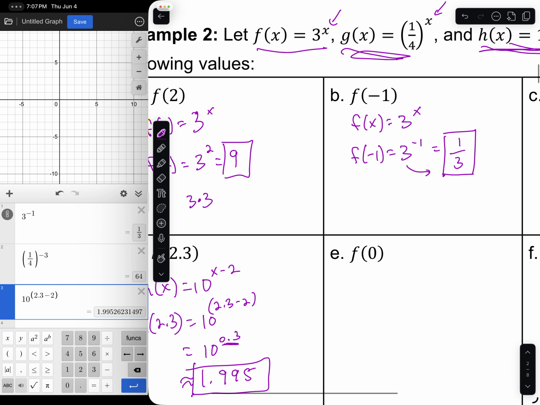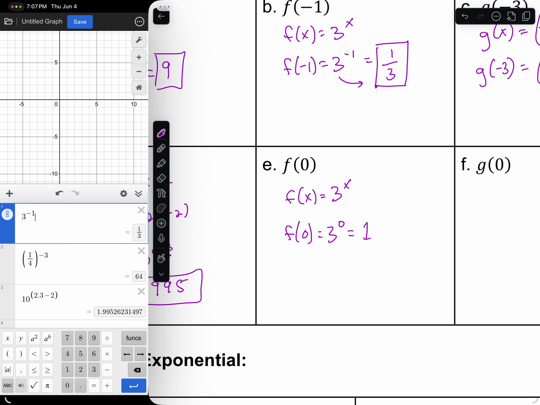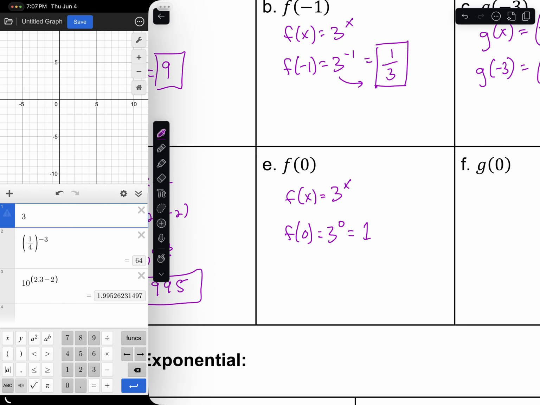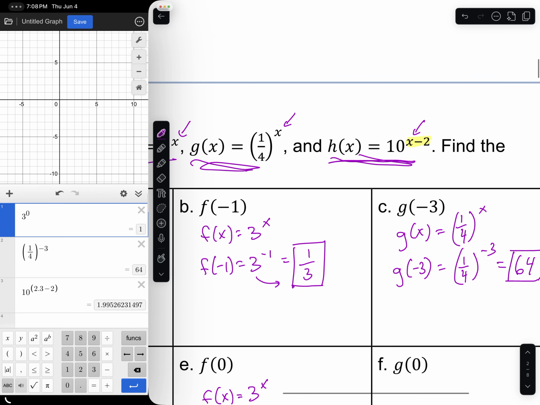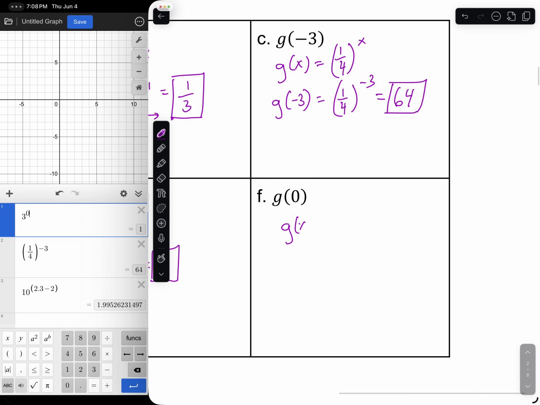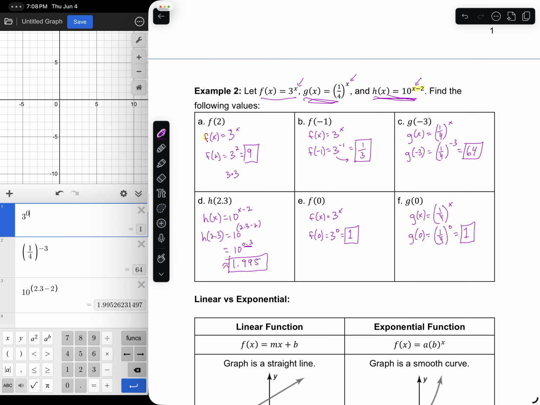f of 0. So f of x is 3 to the x. f of 0 is going to be 3 to the 0, and that's just going to be 1. We could come back here to confirm, but I know that to be 1 because I remember my exponent rule: anything to the 0 power is 1. All right, and then g of 0, we're using g of x now. g of x equals 1/4 to the power of x. So g of 0 equals 1/4 to the power of 0, which I know is equal to 1 because anything to the 0 power equals 1.